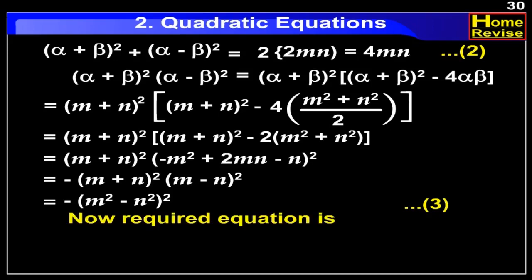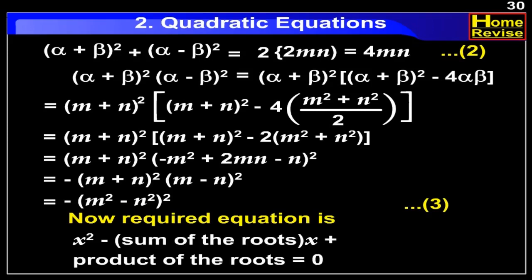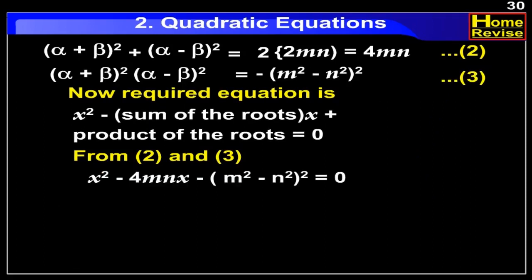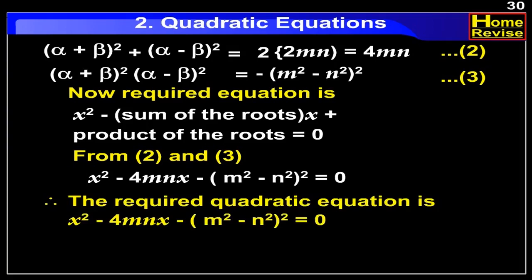Now the required equation is x square minus sum of the roots into x plus product of the roots is equal to 0. So from 2 and 3 we can say x square minus 4mnx minus (m square minus n square) whole square is equal to 0. Therefore, the required quadratic equation is x square minus 4mnx minus (m square minus n square) whole square is equal to 0.